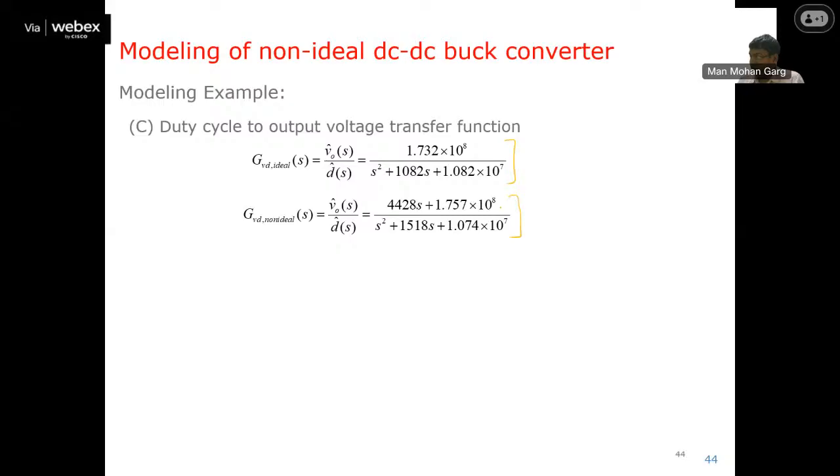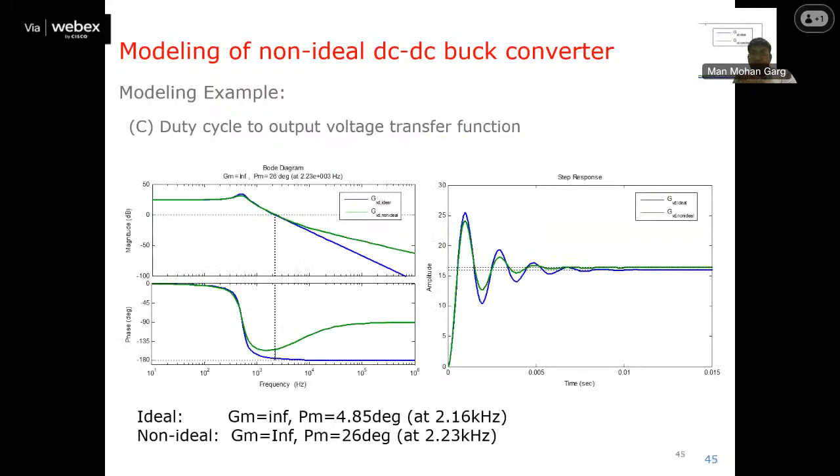In this case, the difference is that this one has a zero, and this one has no zero, only a constant. The zero is due to the RC present, right? Now, what is the impact of this? So let us do its Bode plot. From the Bode plot, we see that in the ideal case, the phase margin is 4.85 degree only. And in the non-ideal case, the phase margin is 26 degree, right?